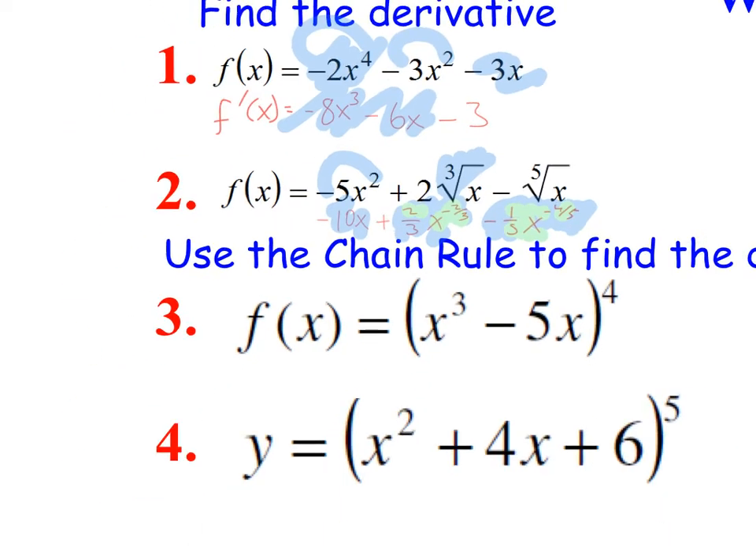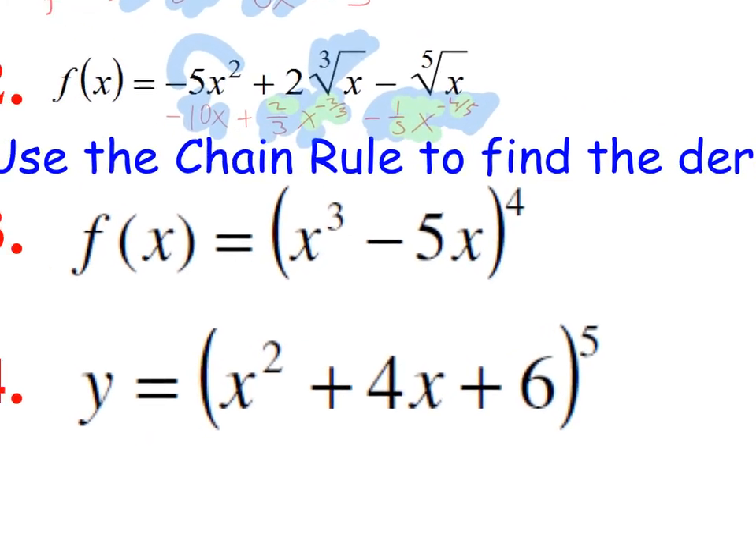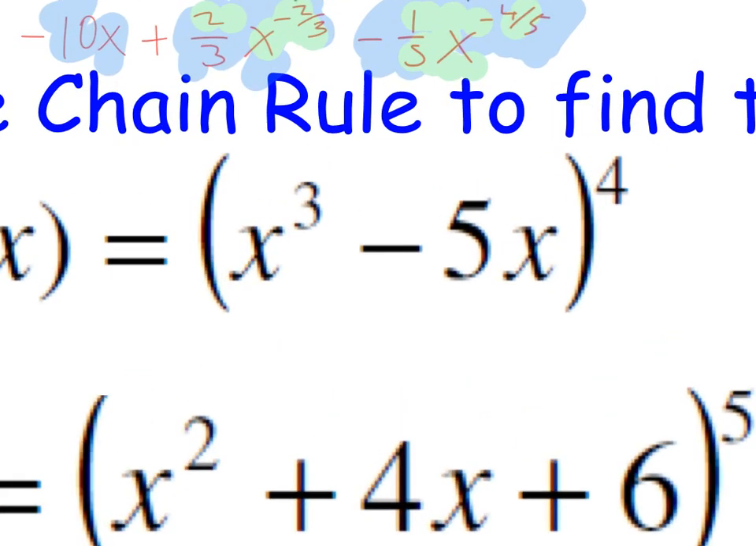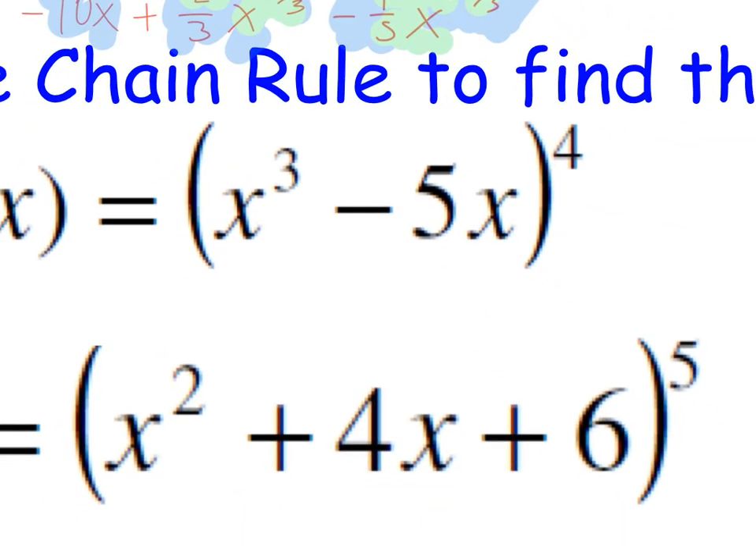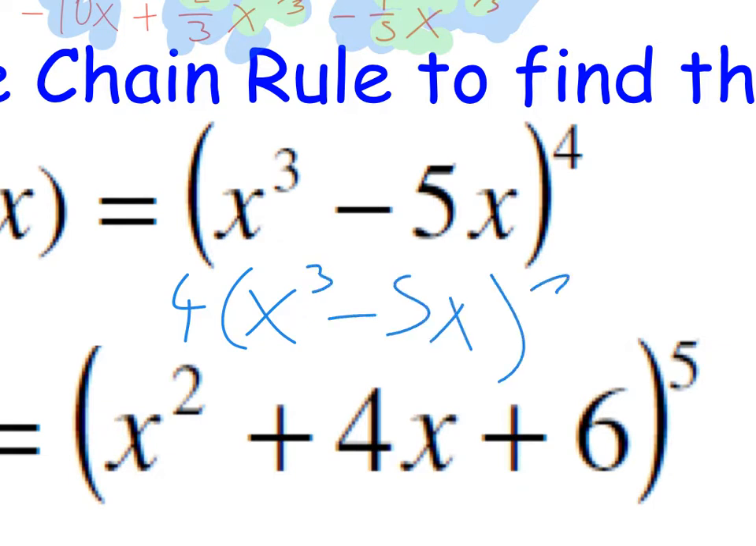Alrighty, now the more interesting ones are right here, because they require you to use chain rule. Alrighty, so let's use blue, because blue is where the magic is. So x to the 4th is 4, and then x cubed. So we leave the inside the same. But then we multiply, let's use a different color, by the derivative of the inside, which is 3x squared minus 5. And that's your derivative.